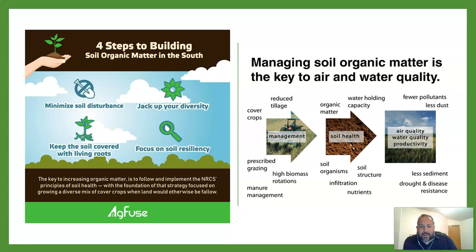These pictures just kind of tell the same thing, hopefully in a quicker way. So four steps to building soil organic matter. This says in the south, but really anywhere. Minimize soil disturbance. Keep the soil covered with living roots, so, you know, plants sitting there on the soil. Jack up your diversity, so all sorts of different plants with different nutrients are going to make it easier to have more nutrients available for your microbes, and then focus on soil resiliency.